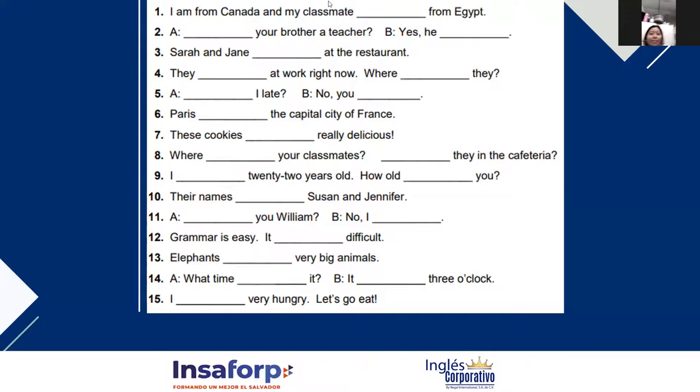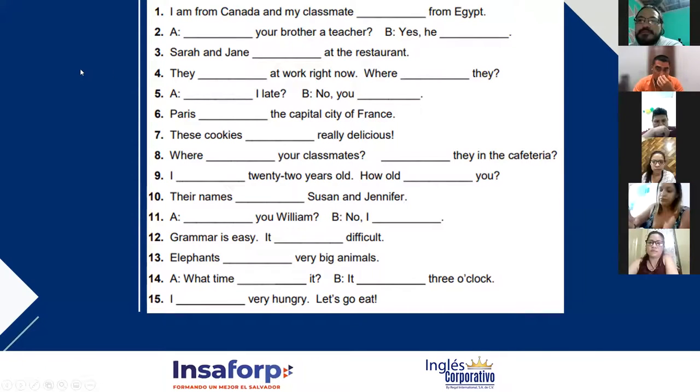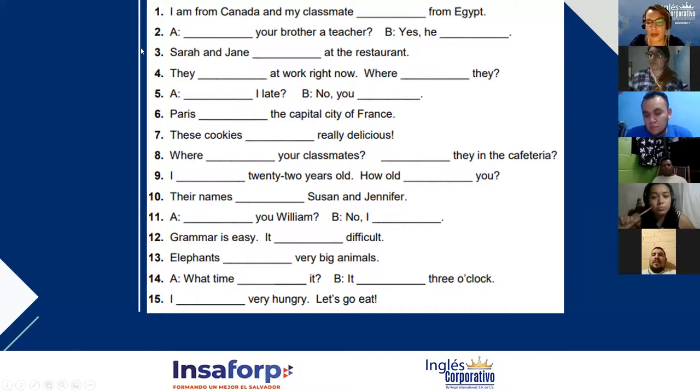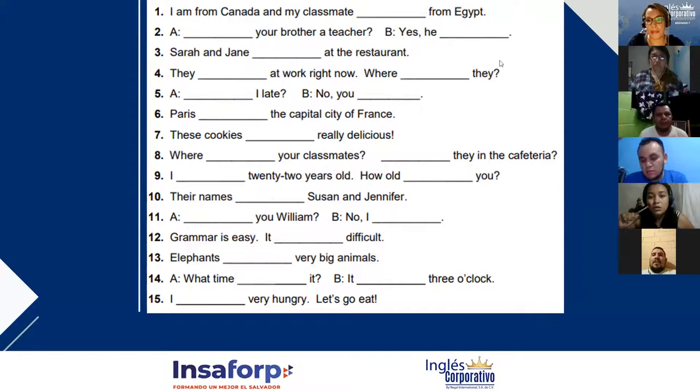All right, for the next exercise, I'd like for you to complete these sentences. I'm going to share this. I think it's bigger now. Lo veo como un poco arriba. Okay, but I think that you can see. Can you see from number one? Se puede ver desde la uno. Yes. Okay. I can see.